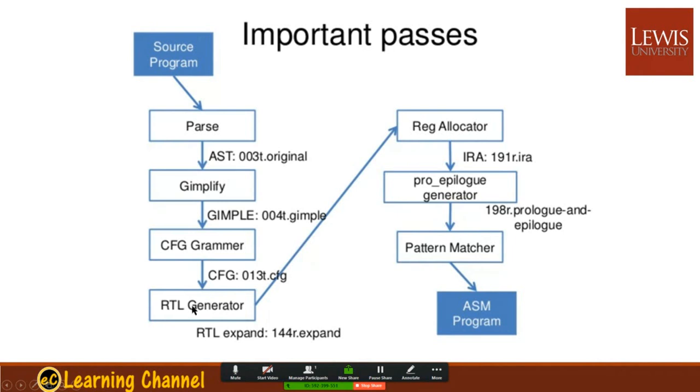It's CFG. And then we go into the RTL generation, that's register transfer language, and then register allocation, prologue or epilogue generation, pattern matching, and then assembly code generation. So here are those intermediate formats. It's not as simple as the 6-stage compiler that only has 6 stages. Here you have maybe more than 20 different representations in the GCC process, but we will see examples right here about what they are.